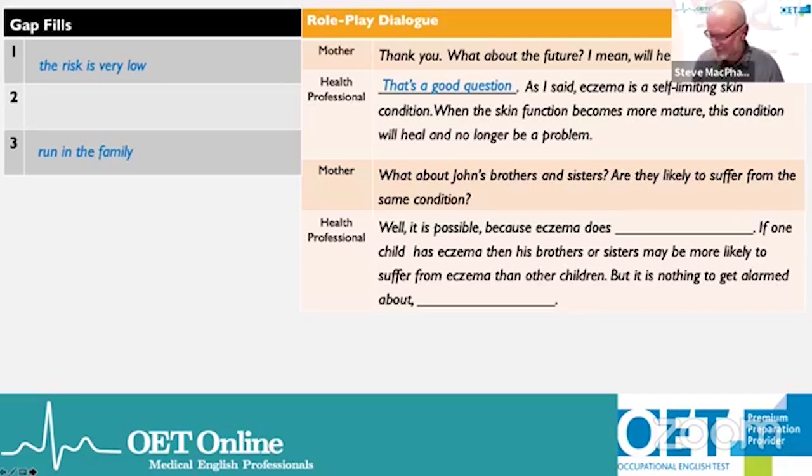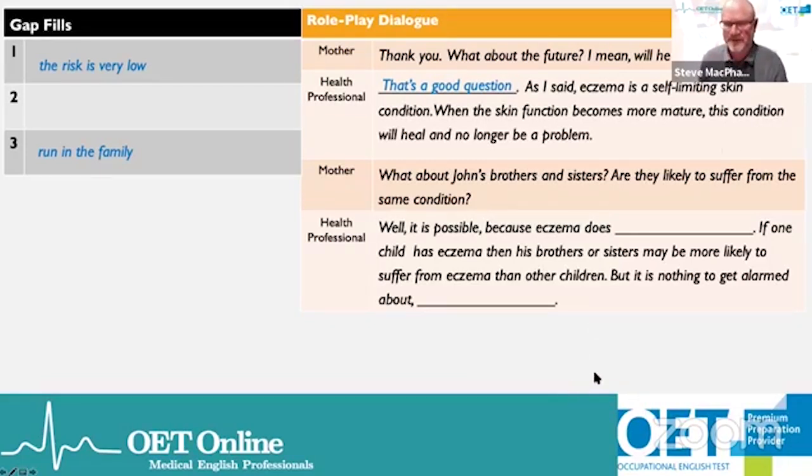Rana says no. All right, we'll try it again in the future, Rana. It's a good technique, very common. That's a good question. As I said, eczema is a self-limiting condition. When the skin becomes more mature, this condition will heal and no longer be a problem.